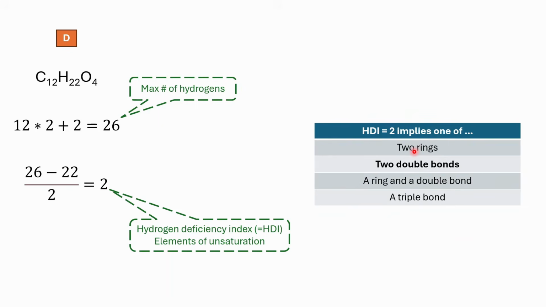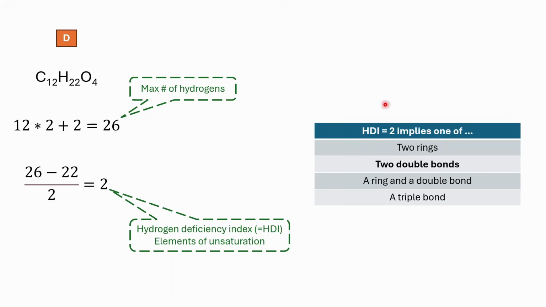For example, in this specific case, HDI being equal to 2 implies one of these 4 cases. It can have 2 rings, because 1 ring contributes 1 HDI. It could be 2 double bonds, or a combination of a ring and 1 double bond, or it could be a triple bond. So 1 HDI means either a pi bond or a ring. And here are all the possibilities basically.